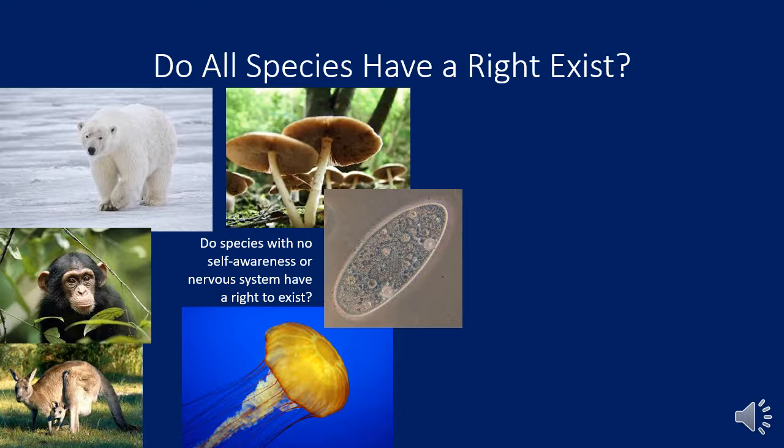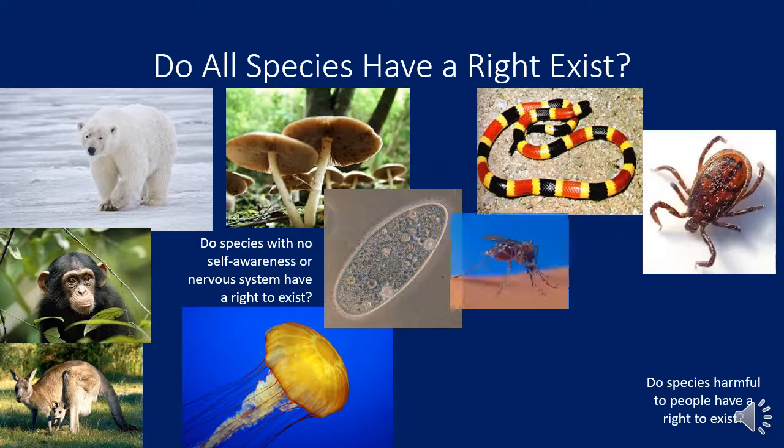Chimpanzees are smart. They can talk to you. They can learn sign language. They can solve puzzles. Jellyfish and mushrooms, they can't. Do they have a right to exist? Well, if you use all those values that we've talked about, you could probably create an argument that, yeah, they probably should.